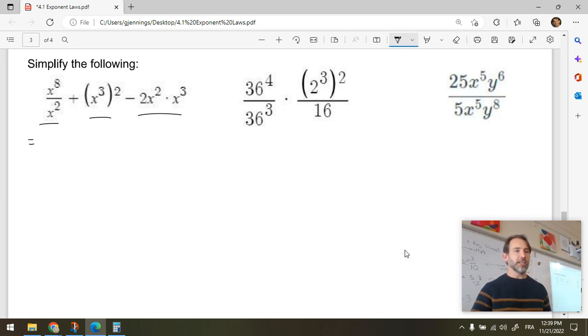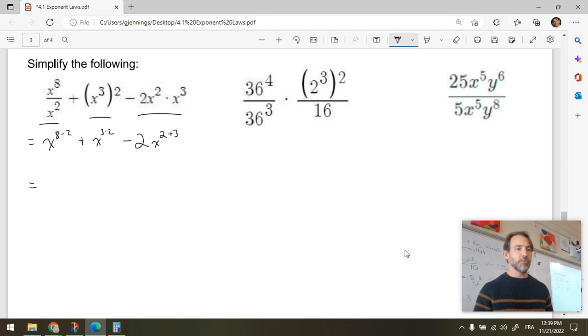So what's the first bite here? X to the 8 over x to the 2. If I want to write that as a single power of x, what is it? Well, I write it as x to the 8 minus 2. And then x to the 3 to the 2. That would be plus x to the 3 times 2. And then minus 2 times x squared times x to the 3. Well, this would still be minus 2. And then this would be x to the 2 plus 3. And so then we work it out.